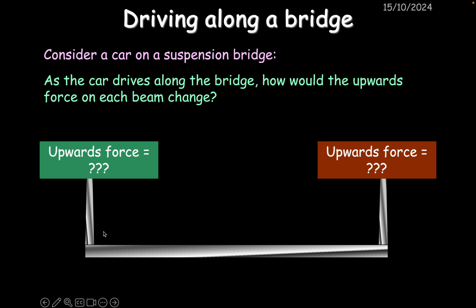But at the beginning, the car was on this side, so this one will be higher to start with, and this one will be higher to finish with. Now, how do you tackle such problems in physics?